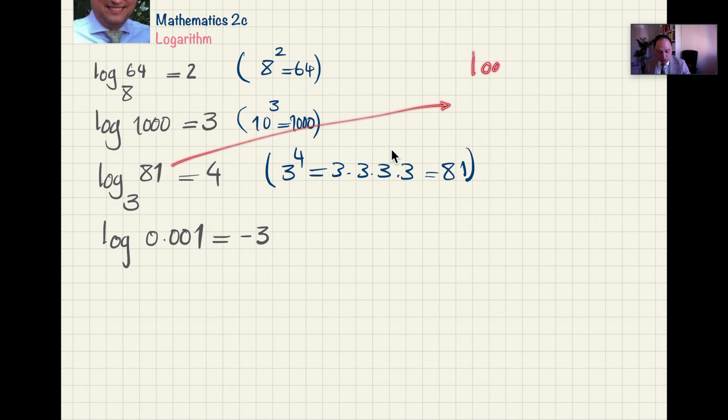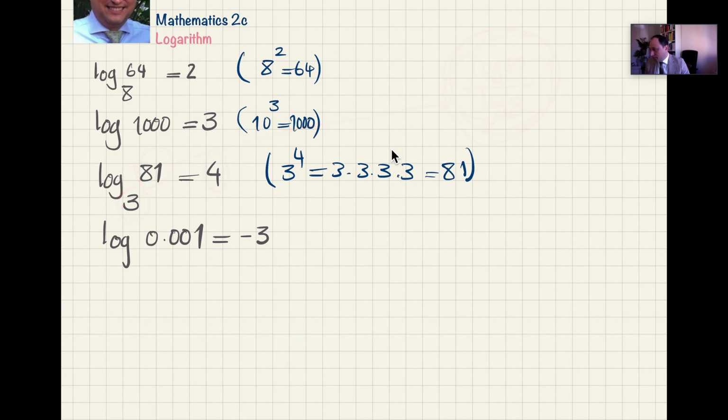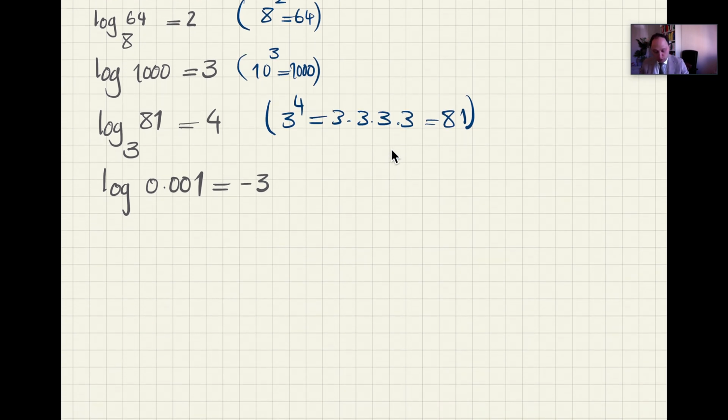You can write log of 81 divided by log of 3. If you want to use your calculator, you write log of this one divided by the log of this one. It's a little bit of a strange reason. You will see why this is correct. If you calculate this with your calculator, hopefully you get 4. Please confirm that. Yes. Good.